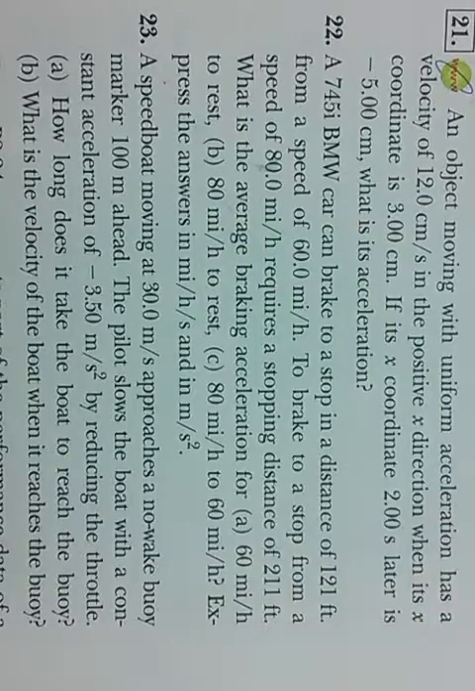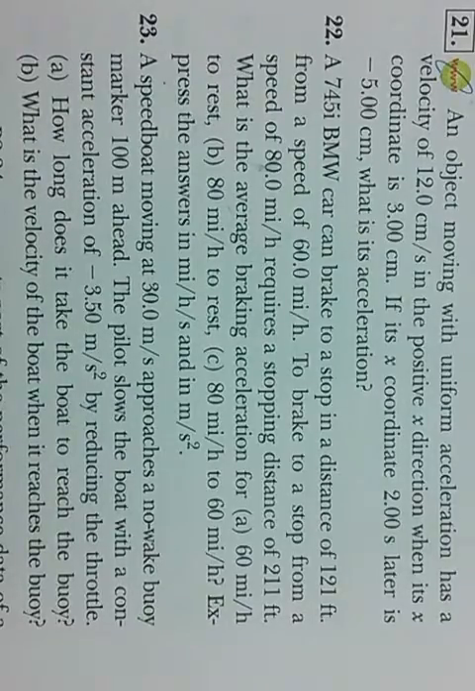In this video, we are going to be doing problem 22 in chapter 2 of the AP Physics textbook on page 51. It says a 745i BMW car can brake to a stop in a distance of 121 feet from a speed of 60 miles per hour. To brake to a stop from a speed of 80 miles per hour requires a stopping distance of 211 feet. What is the average braking acceleration for A, 60 miles per hour to rest, B, 80 miles per hour to rest, C, 80 miles per hour to 60 miles per hour?